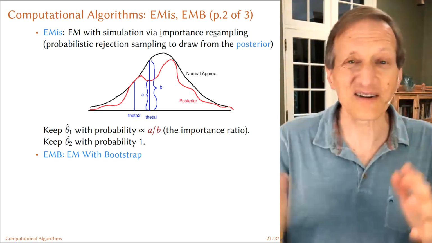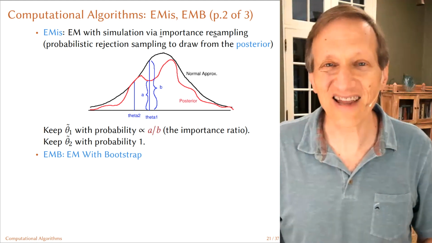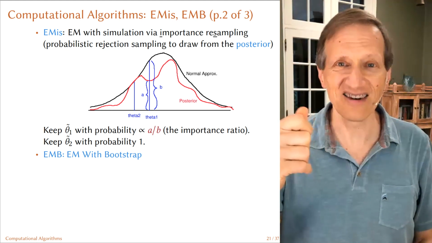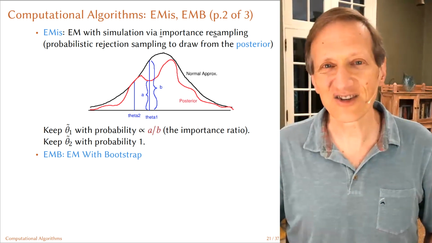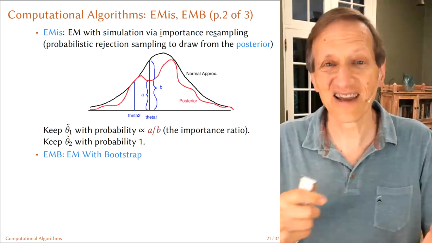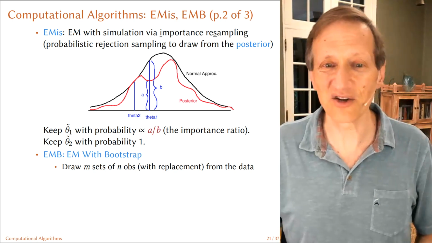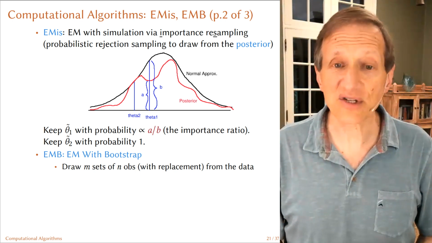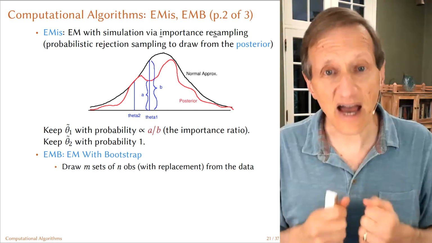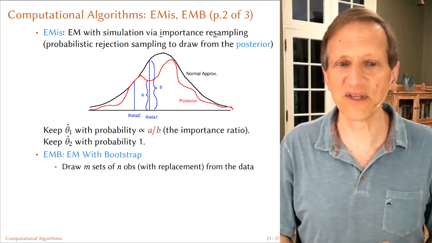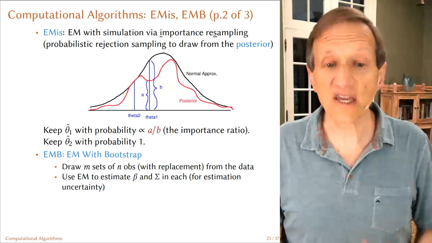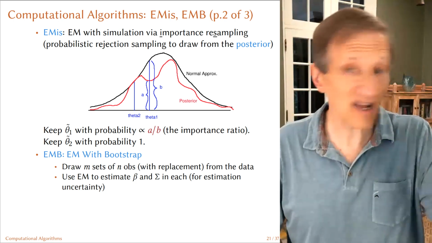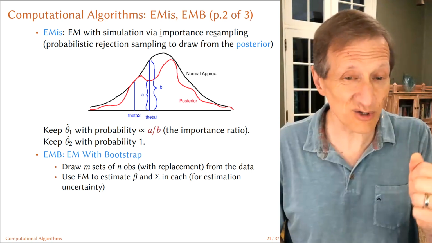So it's not perfect, but it works in a lot of cases, and for the purposes of estimating the variance in big, complicated situations, it's a really fast, easy way of going. So that's what we're going to do. We're going to draw m bootstrap sets of n observations each with replacement from the data. We're going to use EM, which is fast, easy, doesn't have a variance, but we're not going to need it because we're going to use bootstrapping.